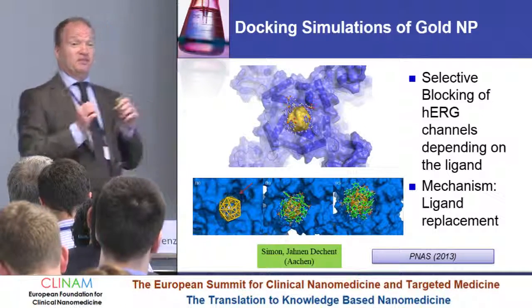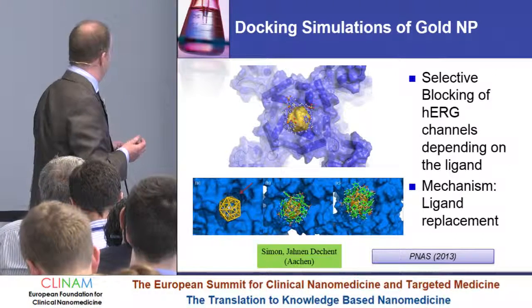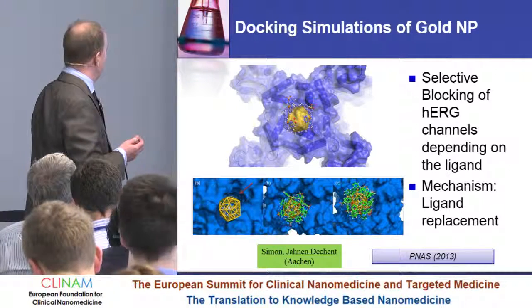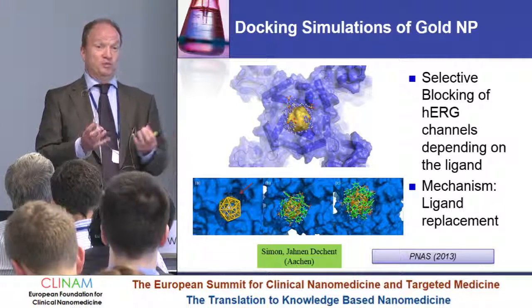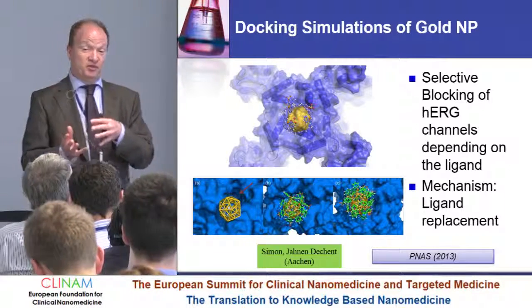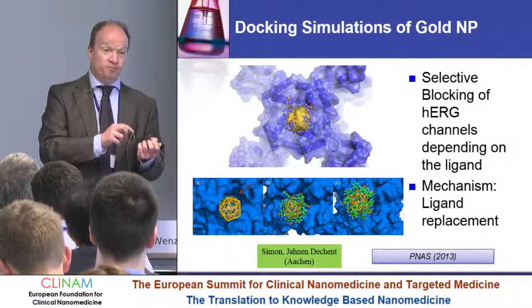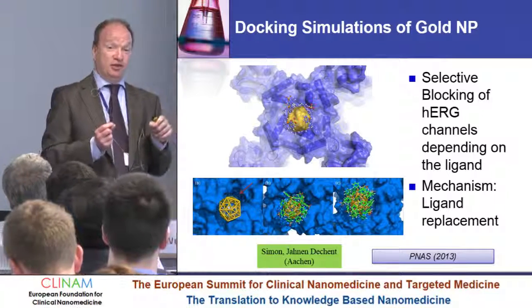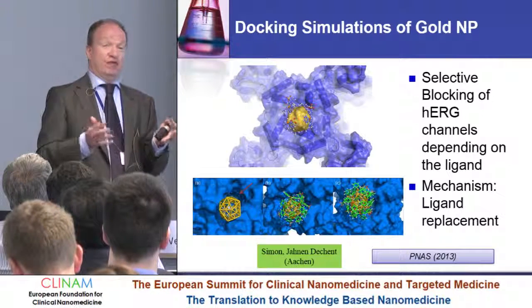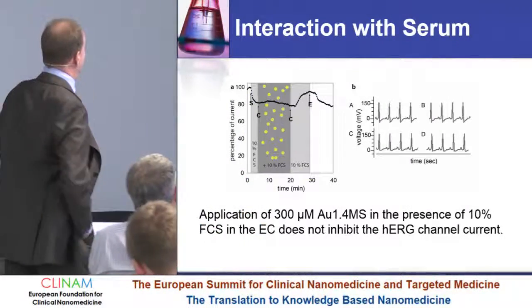So what happens here is actually ligand replacement, right? We hypothesized that the ligands would come off the gold nanoparticle, which turns the gold nanoparticle from something that's hydrophilic to something that's hydrophobic, right? And the hydrophobic nanoparticle would then block the channel. Right? And by modulating the strength with which the ligand binds to the nanoparticle, you can either have or not have this effect, right?